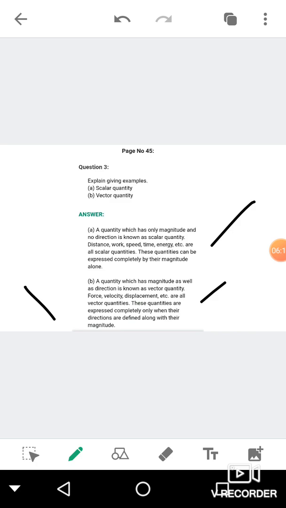For example, force, velocity, displacement, etc. are all vector quantities. These quantities are expressed completely only when their directions are defined. If you do not have direction, then that quantity is said to be a scalar quantity. If a quantity has magnitude as well as direction, then it is said to be a vector quantity, like force, velocity, displacement, etc.